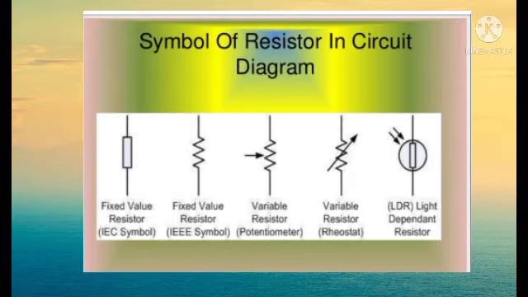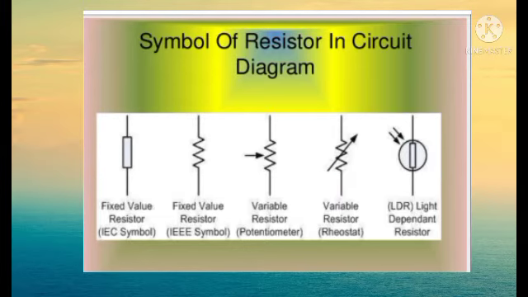Fixed value resistors, variable resistors, and LDR, that is light dependent resistor. A fixed value resistor can be shown in both ways. We can show the variable resistor, that is the potentiometer, as shown in the figure. Another variable resistor is the rheostat and it is shown as in the figure. Both are variable resistors but the symbols of these resistors are different.